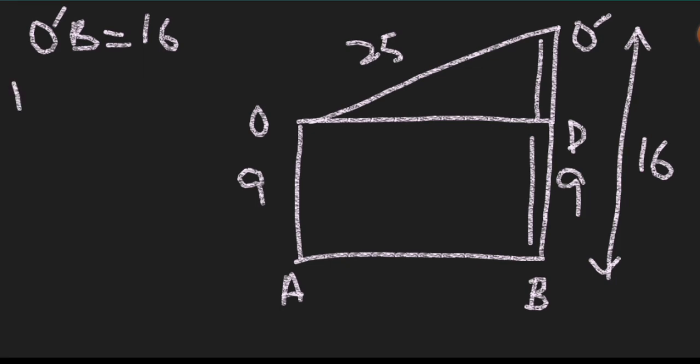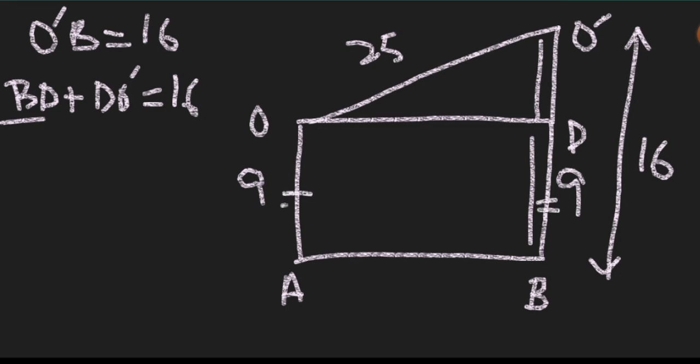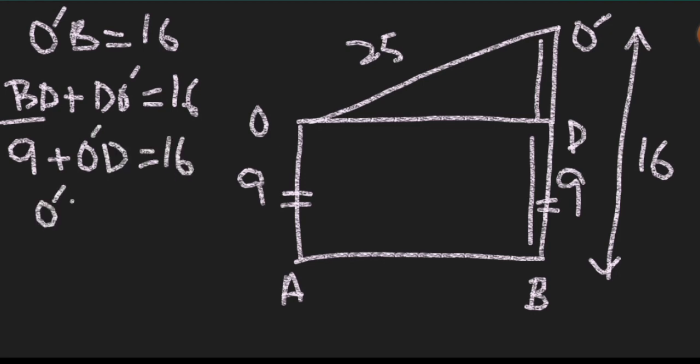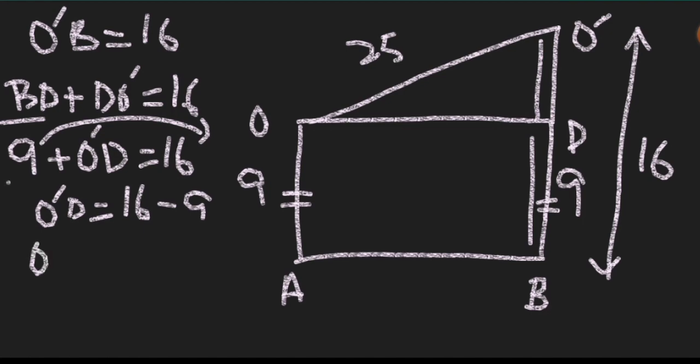It's equal to BD plus DO dash is equal to 16. Here the BD side is 9 because this is the opposite side of the rectangle. This is 9 and O dash D or DO dash will be equal to 16. So O dash D will be equal to 16 minus 9 because we have transposed 9 to RHS, and O dash D will be equal to 7 centimeter or 7 units. Now this O dash D will be 7 units.